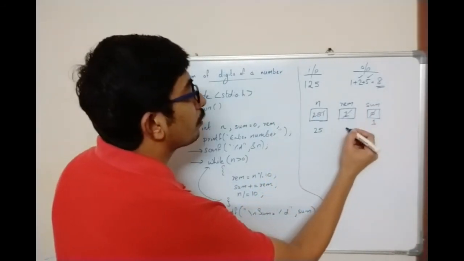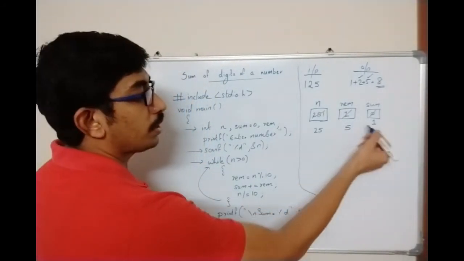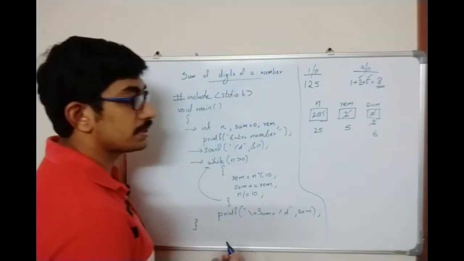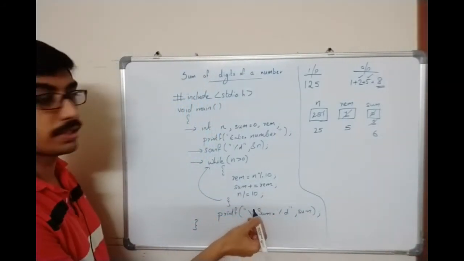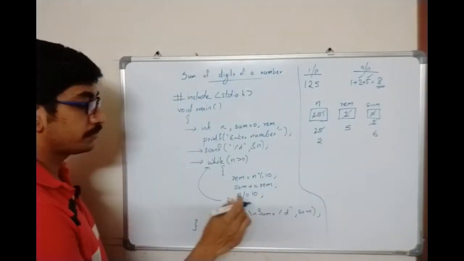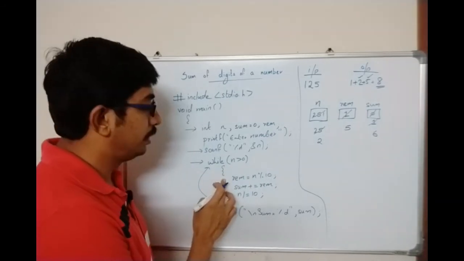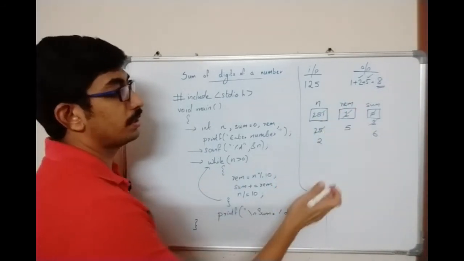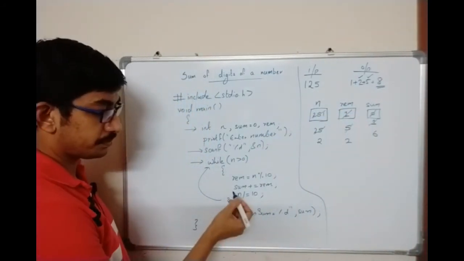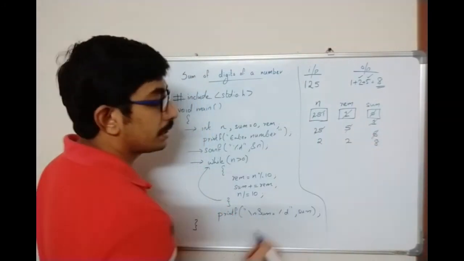So 1 will be overwritten with 5. Sum is equal to sum plus remainder, that is 1 plus 5. So in sum, now the value will be 6. n is equal to n by 10, which is 25 by 10, which means it will be 2. 2 greater than 0, still the condition is true, it will come over here. Remainder is equal to 2 mod 10. We know the rule, so the result will be 2. Sum is equal to sum plus remainder, that is 6 plus 2, which is 8.